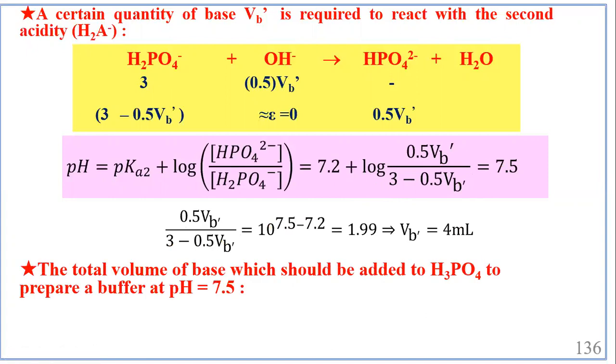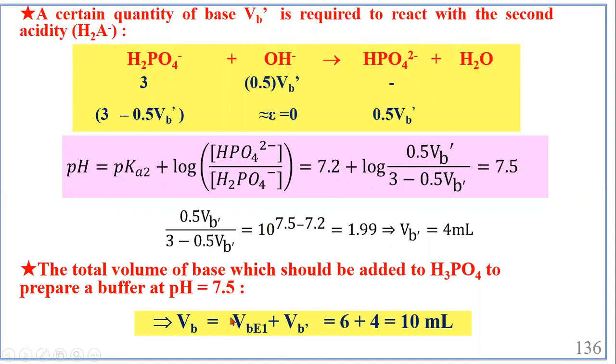Okay. So what's the total volume of base added to the H3PO4 to get this buffer at pH 7.5? Total base added VB will be the volume at equivalence to get rid of all the H3PO4 plus the volume more OH minus added, VB prime, to go from the H2PO4 minus to an amount of HPO4 2 minus to get that pH of 7.5, which happens to be 4 mL. Clear?